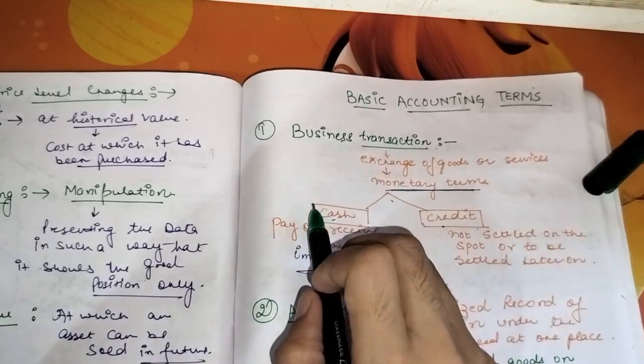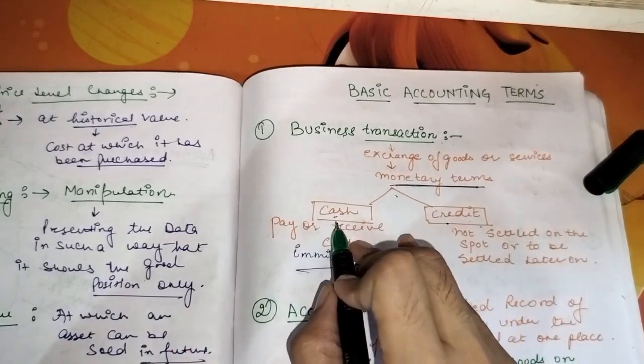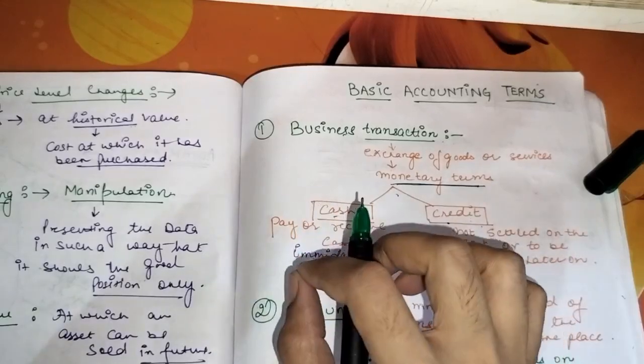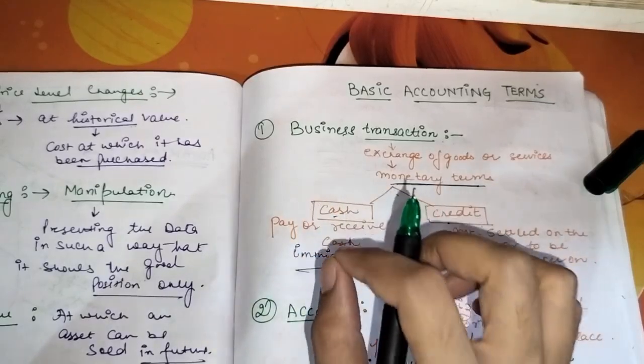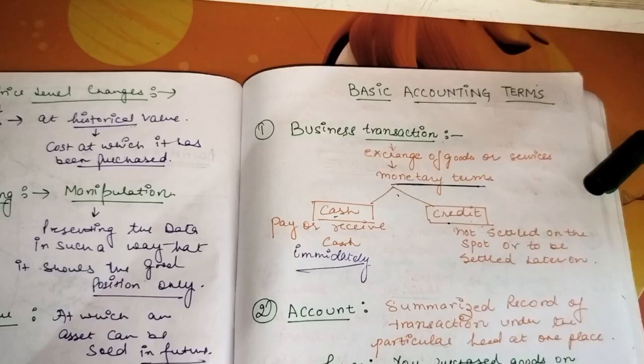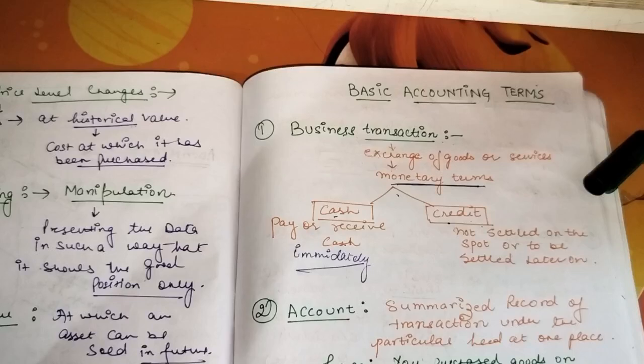What is basically a cash transaction? Cash transaction is that type of transaction in which the amount of money is paid or received immediately. Immediately means, for example, you sold furniture for rupees 10,000 and the amount of money has been received on the spot, that is 10,000 has been received on the spot, then this is called a cash transaction.